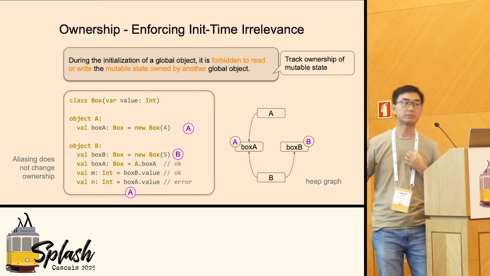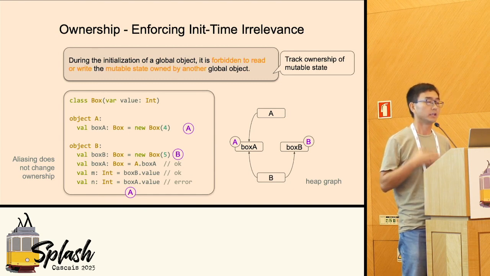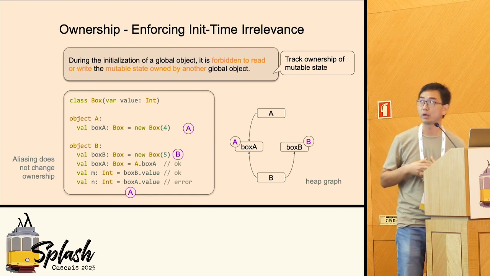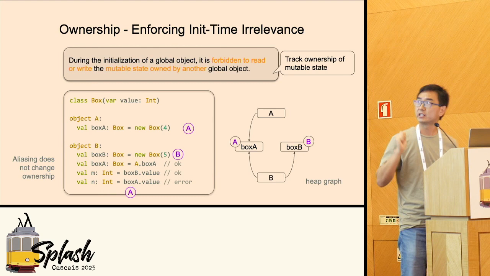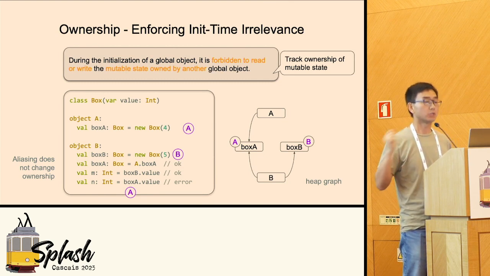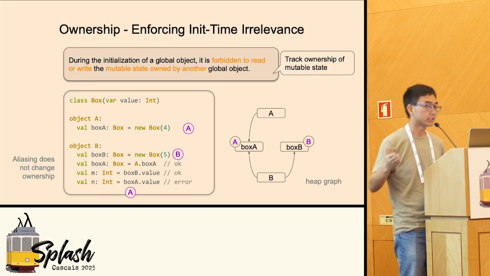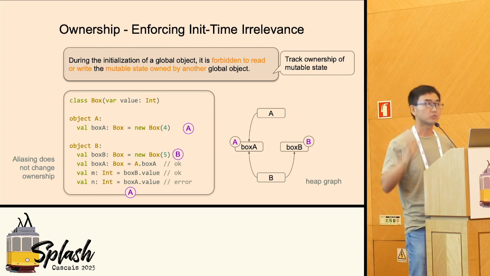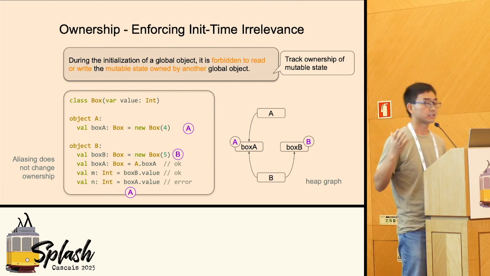Now we have the principle. The next question is how to enforce the principle. It turns out that to enforce initialization time irrelevance, it suffices to follow this rule. The rule says, during the initialization of a global object, it is forbidden to read or write the mutable state owned by another global object. A mutable state is owned by a global object if it is allocated during the initialization of that global object. So this rule suggests that we have to track ownership of mutable state in the static analysis.